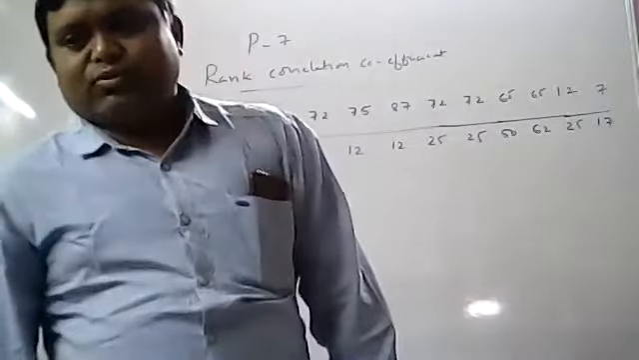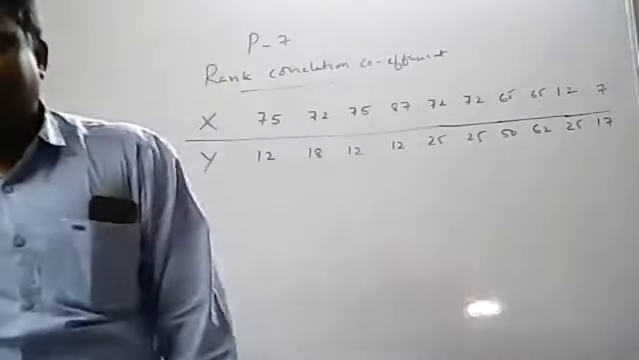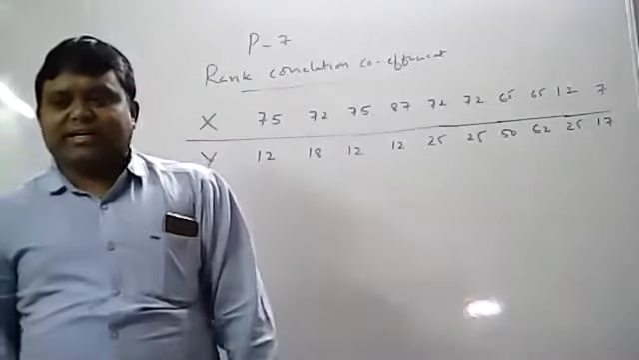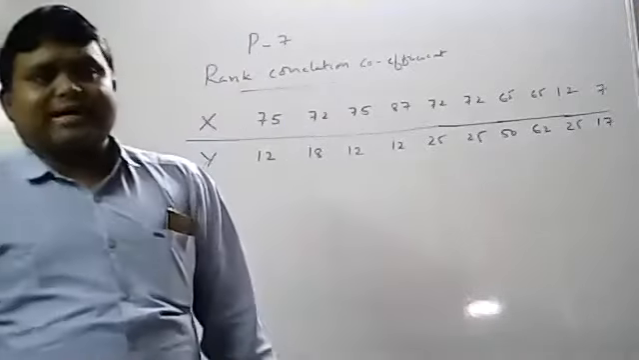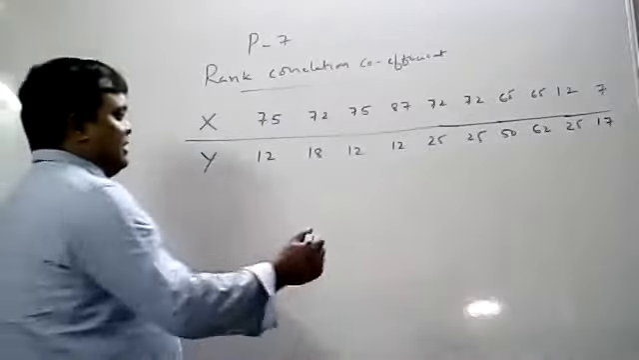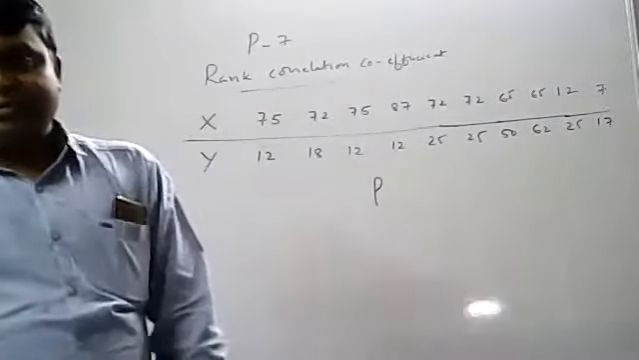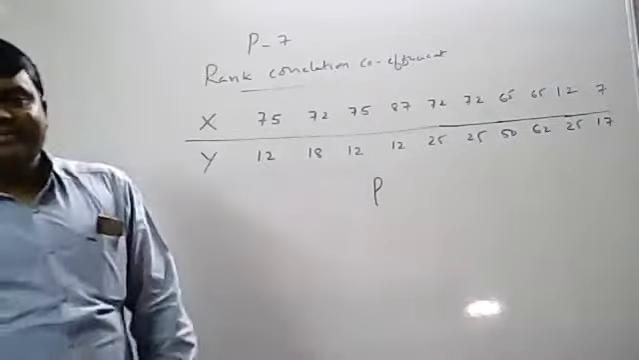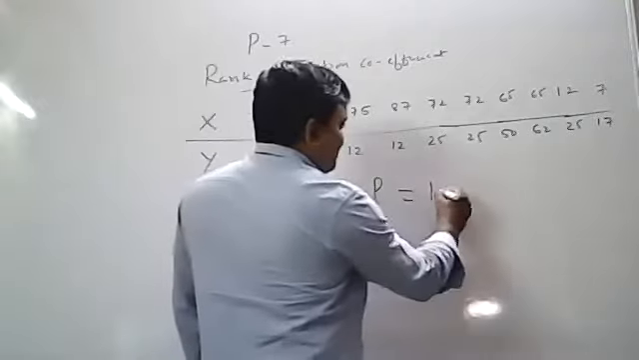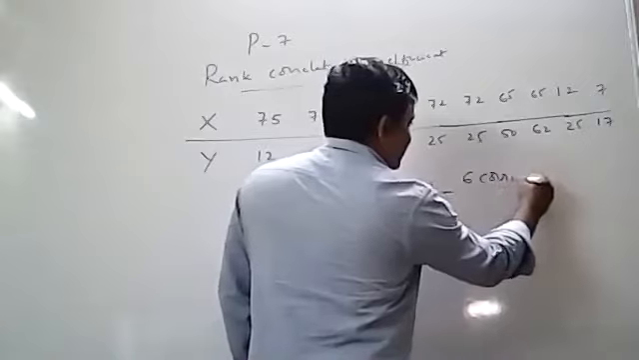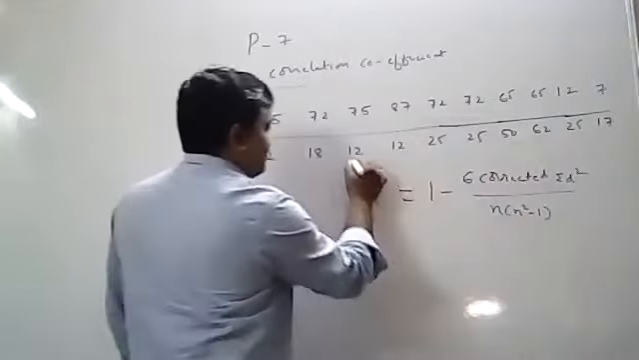Write the formula and procedure. We know that Spearman's rank correlation coefficient is denoted by rho and is given by, next line, rho equal to 1 minus 6 corrected summation d square divided by n into n square minus 1. I did one problem yesterday.